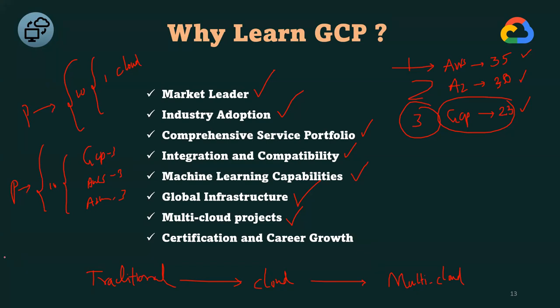It's because one service is very good on one cloud platform, and another service is very good on another cloud platform. So you will be using whichever services are best at each cloud platform. You can use it like that. So that's where the next cloud era is multi-cloud, and so you must learn GCP.